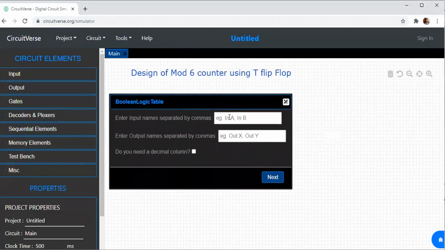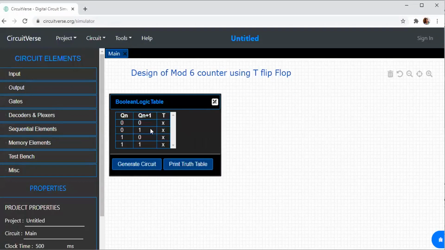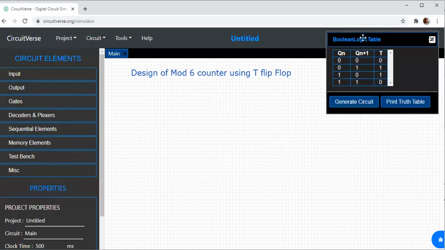So what are the inputs? My inputs will be Qn and Qn plus 1, for which my output is nothing but T, because I need a T flip-flop. 0, 0 gives 0, 0, 1 gives 1, 1, 0 gives 1, and 1, 1 gives 0. This is the excitation table for T flip-flop. I'll keep it on hand for us.